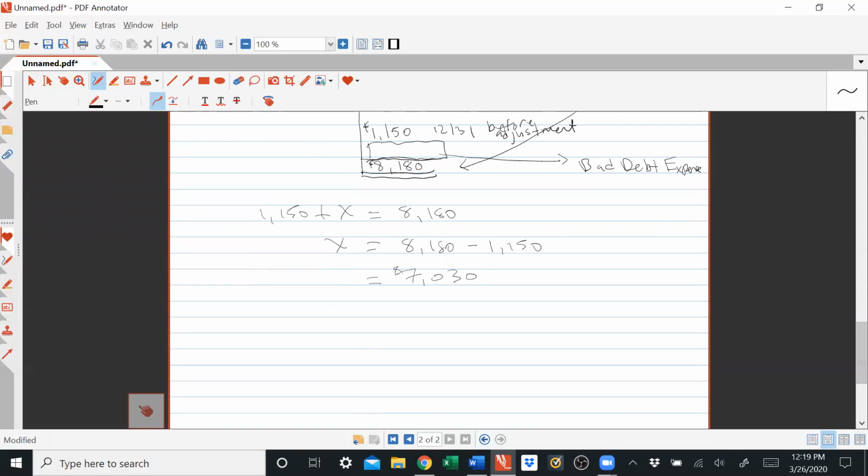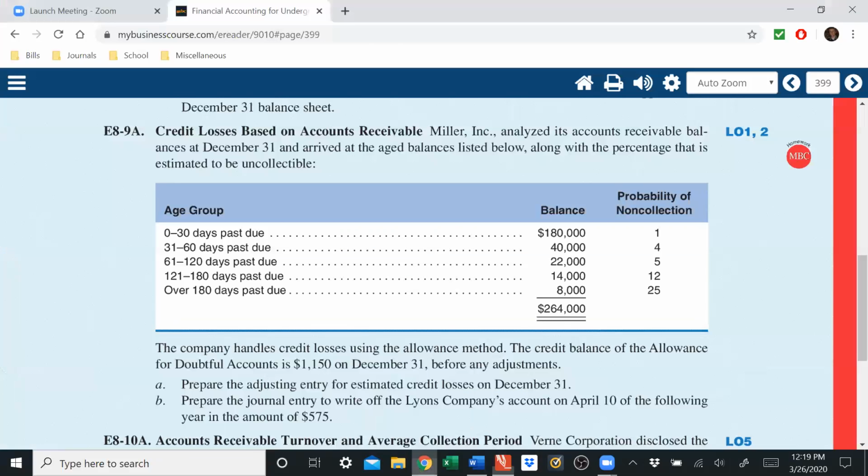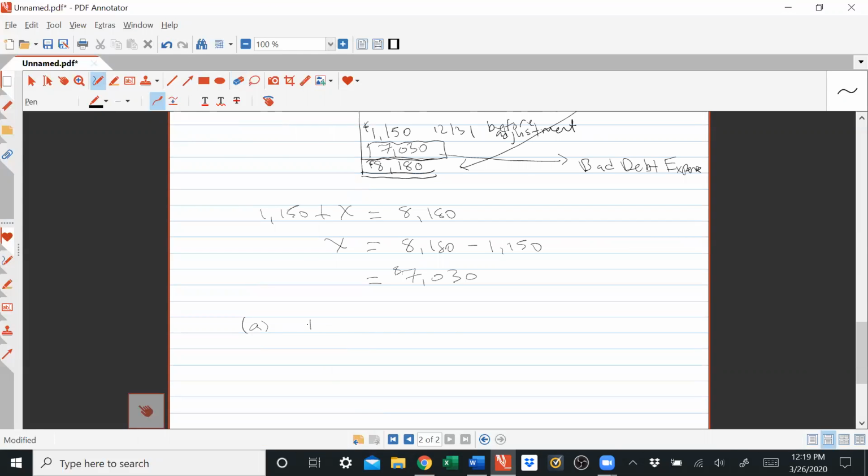That's the adjustment that needs to be made. We need to credit the allowance account for $7,030. We need to debit bad debt expense for $7,030. So the question here in part A is prepare the adjusting entry for the estimated credit losses on December 31st. And the adjusting entry is, it's always debit bad debt expense, credit the allowance for doubtful accounts.